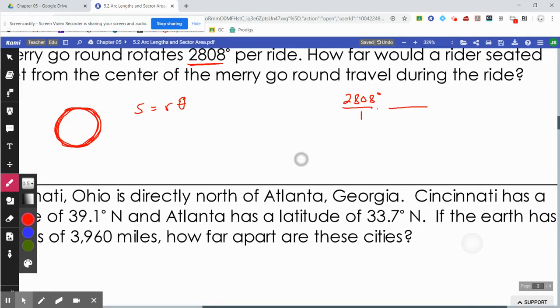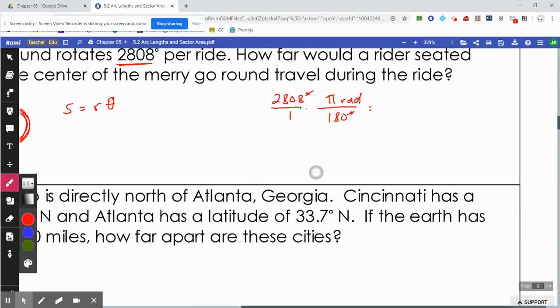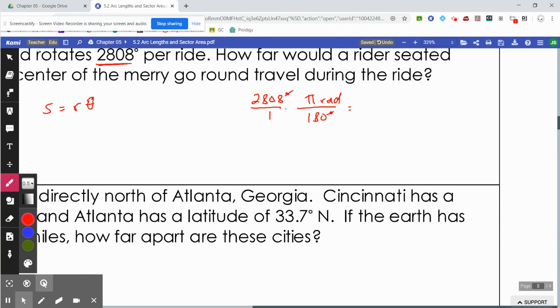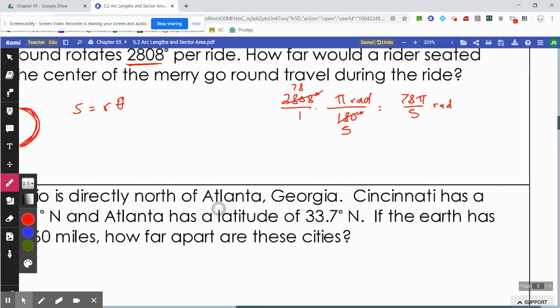We know that pi radians is equal to 180 degrees. So we're going to multiply by pi over 180. You can reduce that. You can actually divide by 36, and that's going to give you a 78 and a 5. So 78 pi over 5. And if you didn't understand that you could use 36, you could have used 4, you could have used 9. You can use smaller numbers up to that point.